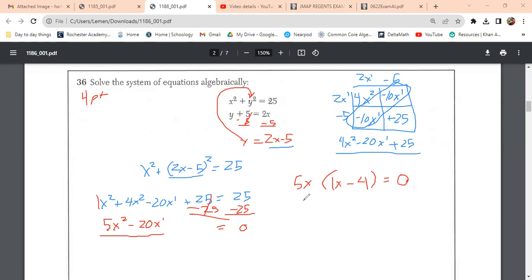So I have two solutions. One of the solutions is going to be 5x equals 0. So that means x equals 0. That's one solution, or one x value. And then the other one is going to be 1x minus 4 is equal to 0, and that's going to be 1x equals 4. Boom. Now, all I would do is go back to one of these equations. Actually, I'm going to put it in here. If y plus 5 equals 2 times 0, so this will be 0, y is equal to a negative 5.